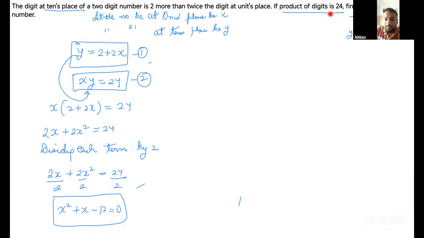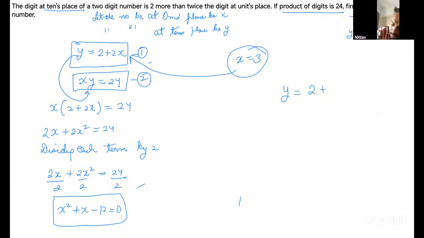Done? Everyone got the value of x and y? Jushan and Abigail, everyone got two values: x is equal to 3 and x is equal to minus 4. When it is said that you have to make the number, we will not take the minus value, but we will take the plus value, which is 3. So I will take x equal to 3. If I put the value of x into this, y is equal to 2 plus 2 into 3, so y is equal to 2 plus 6, so y is equal to 8.